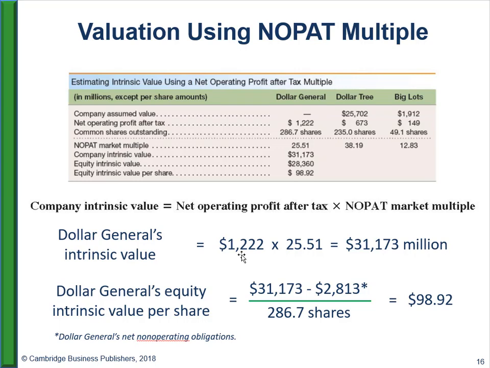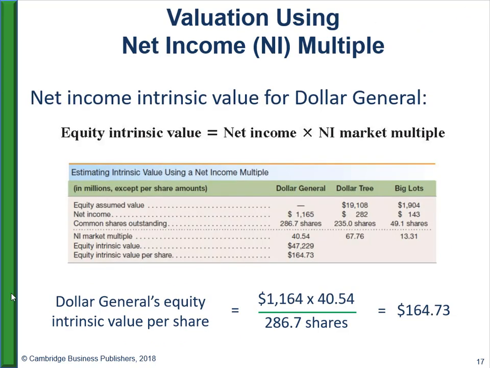Dollar General's intrinsic value equals the 1.22 billion times 25 for a total of 31 billion. Dollar General's equity intrinsic value per share equals the 31 billion minus the 2.8 non-operating obligations divided by shares outstanding equals 98.92. So the formula here is the same, regardless of whether or not we're looking at an income statement multiple, a balance sheet multiple. We're deriving the value of the comps and using those values to derive the value of the firm at hand.